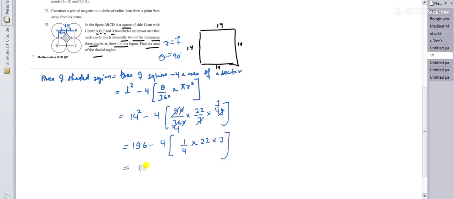Now just remove the bracket, multiply. This 4 and 4 will get cancelled since they are multiplying, and 22 into 7 is how much? 7 twos are 14, 1 carry, 7 twos are 14, 154. So on solving this, how much will you get? 6 minus 4 is 2, 9 minus 5 is 4, 1 minus 1 is 0. So 42 centimeter square. This is the area of the shaded region. I hope it is clear to you all.